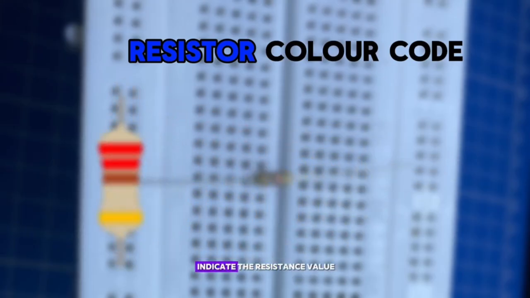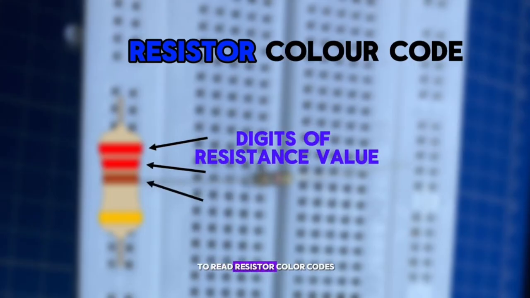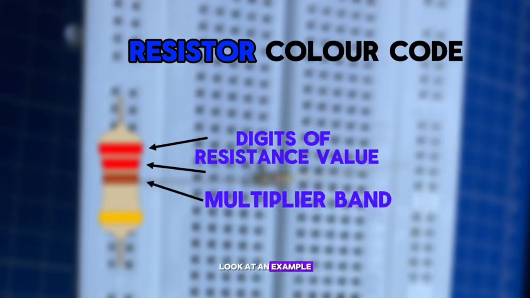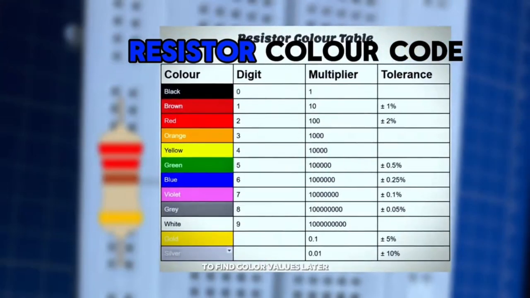The first 2 bands indicate the resistance value, and the third band serves as a multiplier. In this section, let us discuss how to read resistor color codes, look at an example, and learn a mnemonic to remember the number sequence. But before we look into this example, it is very important to know how to use the resistor color table, where the colors start from black, which represents 0 on the digit and 1 on the multiplier. You can take a screenshot and save it to find color values later.